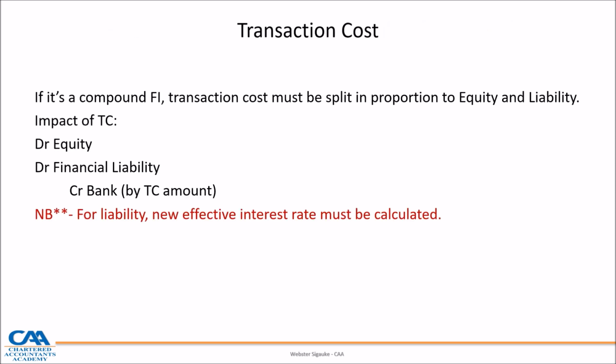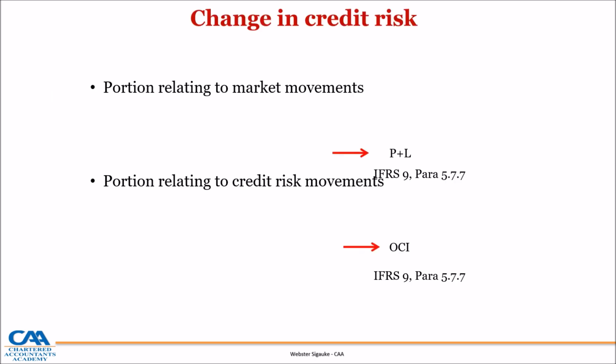So what happened to our transaction costs? Well, we have a compound financial instrument. A portion is equity and the other portion is a liability. It therefore means that you need to split your transaction costs in proportion between your equity and your liability. So this decreases the value of the equity as well as the financial liability. And remember, the moment you take note of your transaction costs, your present value has changed, which means your effective interest will also change.